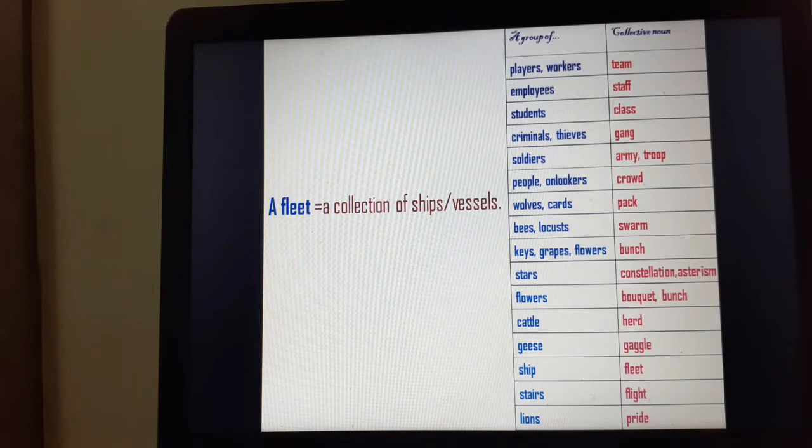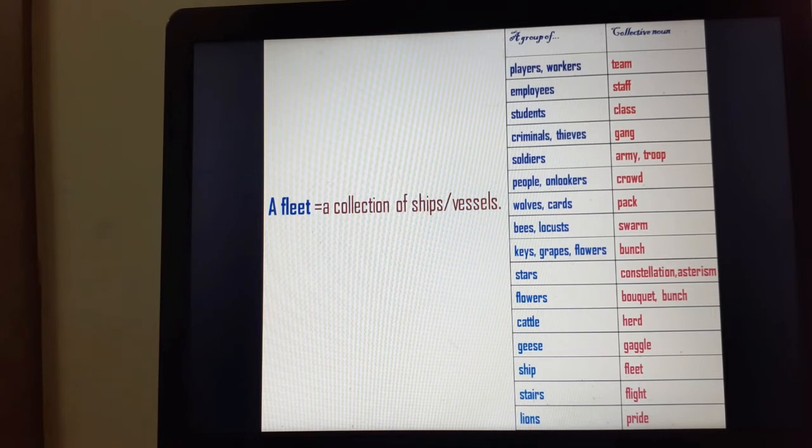As you can see in the box, on one side it is written "a group of", and on the other side is the name given to the collective things. Like a group of players or workers is called team. It can be written likewise, a team of players or a team of workers. A group of employees, staff; a group of students, class; a group of criminals or thieves, gang; a group of soldiers, army; a group of people, crowd; a group of wolves, pack.